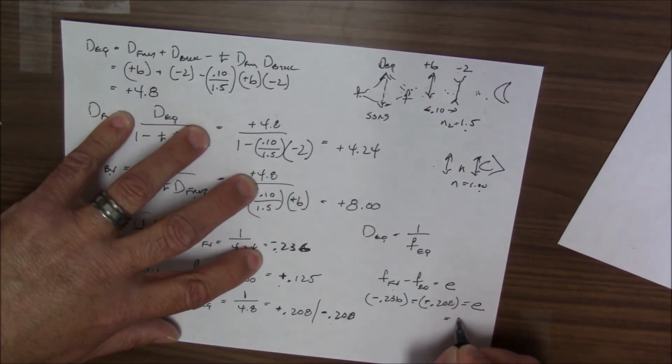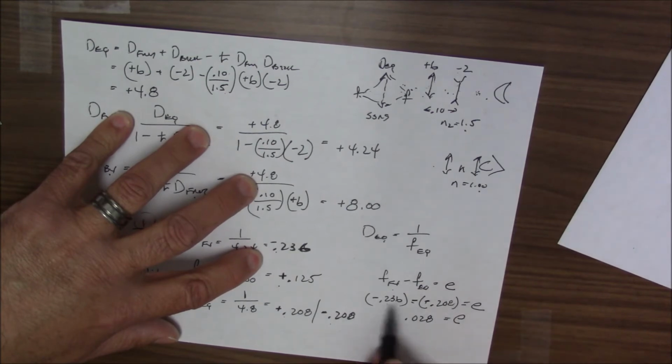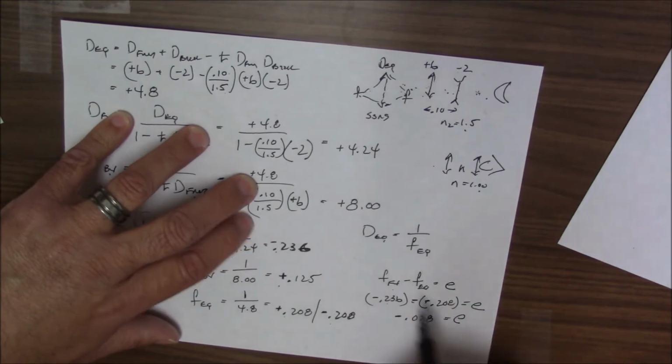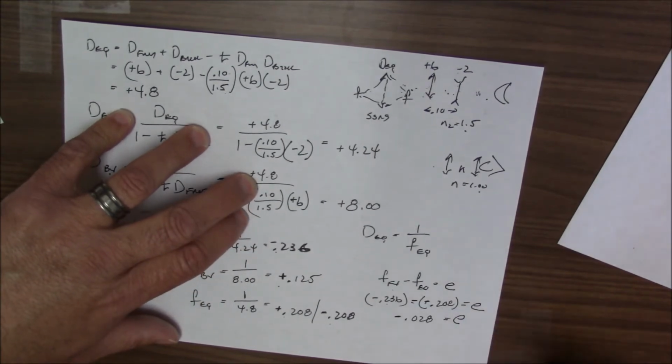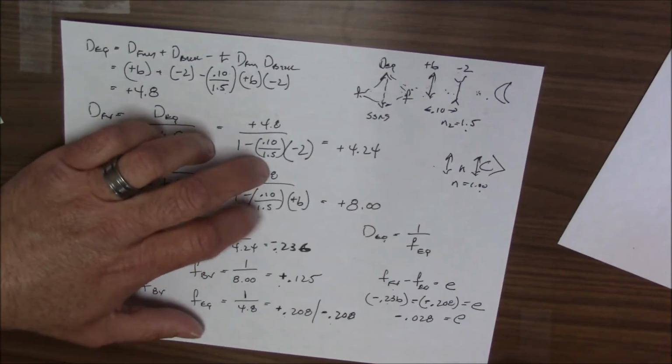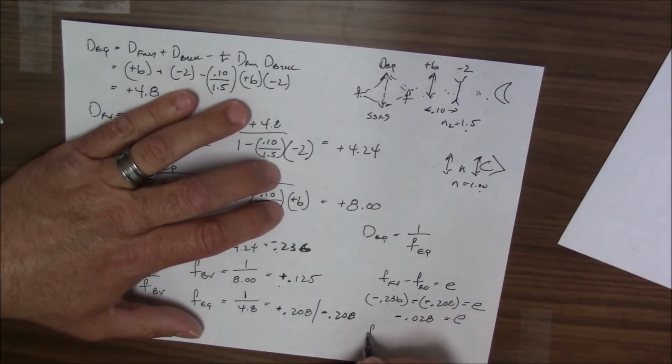The E in this case is going to turn out to be 0.028, and that's going to have a minus sign. This number is bigger than this one, so that's going to be the value here. That means my primary Gaussian plane is going to be to the left, or in front of, my actual lens. I can do the same thing for the back vertex power.